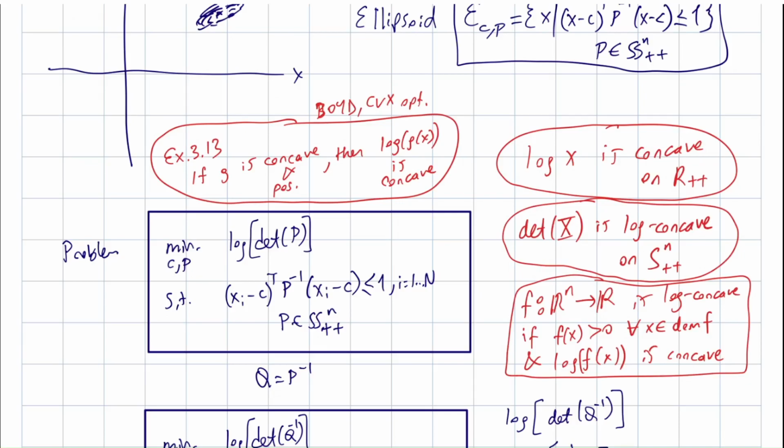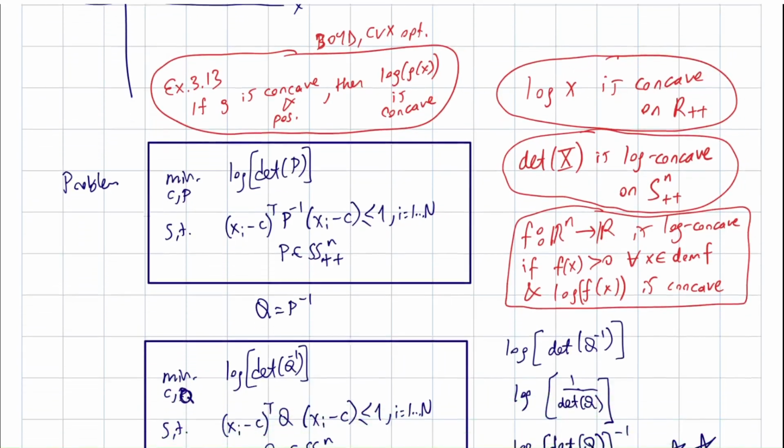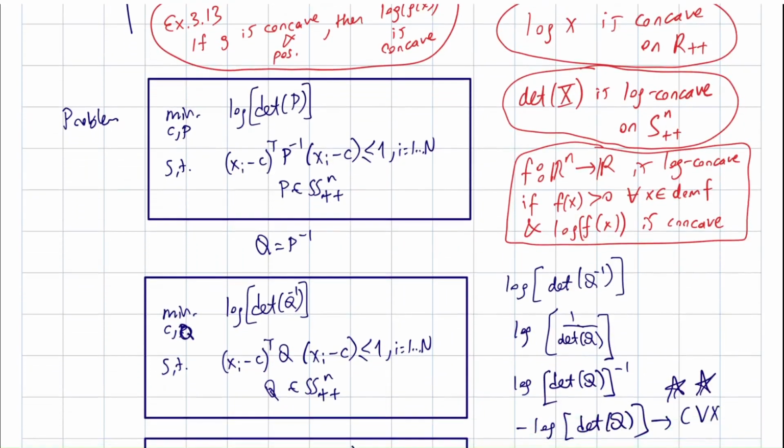Okay, so what I said was that it can be convex, so there are some manipulations that we are going to take advantage of, and then we will come to the conclusion that by using those manipulations the problem can be reduced to a convex optimization problem. Okay, so we are going to go through each one of those algebraic manipulations, okay?